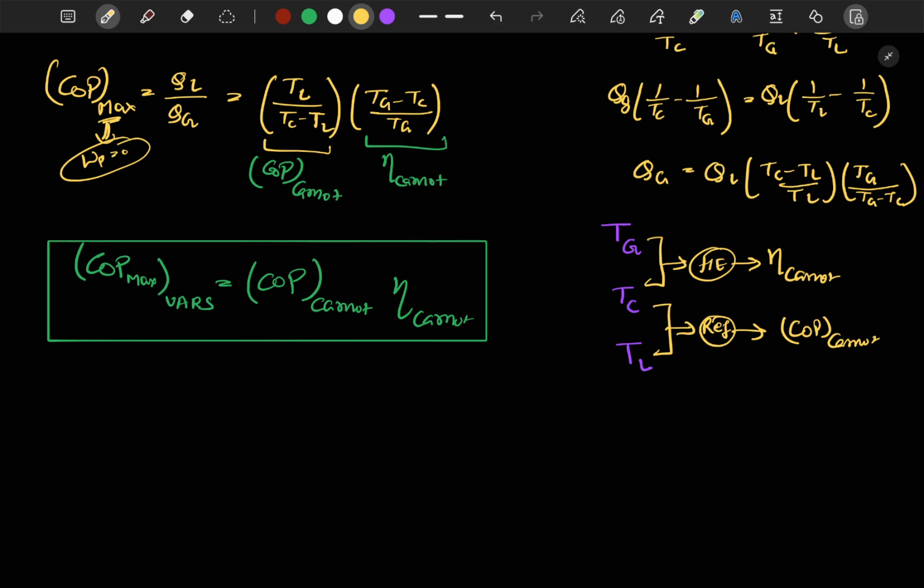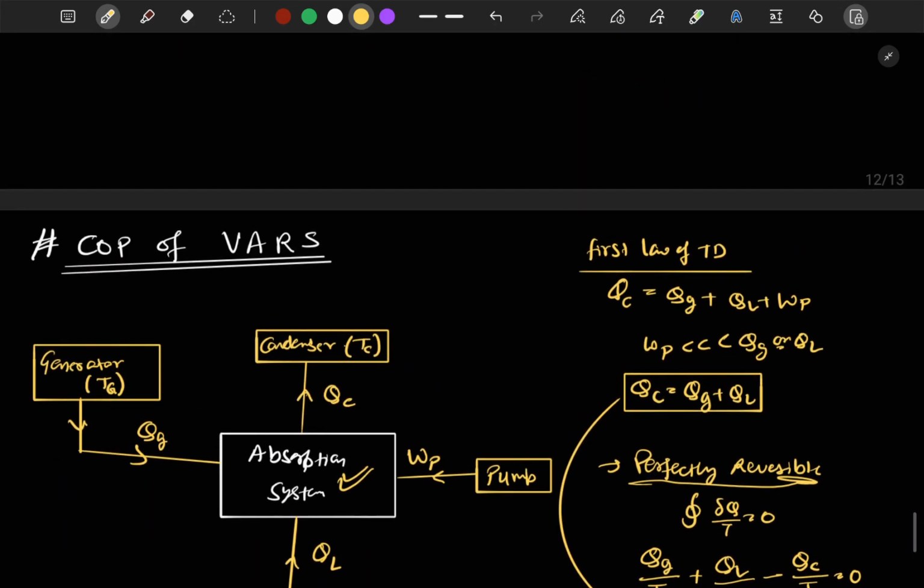With this we have completed our topic, the COP of the VARS system. Our next topic is the domestic Electrolux refrigerator.